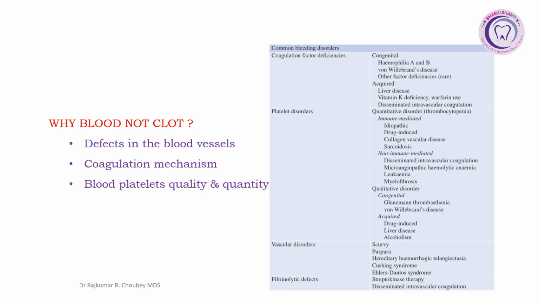Why does blood not clot? It is a blood disorder. Bleeding is not stopped. Blood does not clot. Why does this happen? There are many factors, but they relate to three things: either there is a defect in the blood vessels, like Ehlers-Danlos syndrome or fragility of the blood vessels, or there are abnormalities in the coagulation mechanism, like hemophilia A, hemophilia B, vitamin K deficiency or liver disease, or there is deformity in the blood platelets, in the quality or quantity of the platelets.